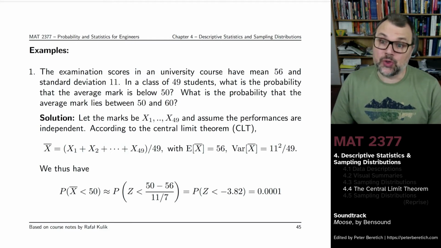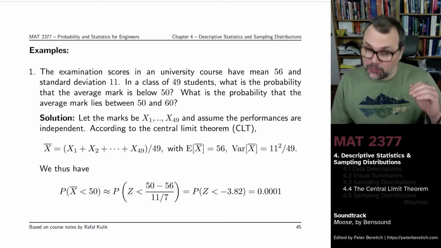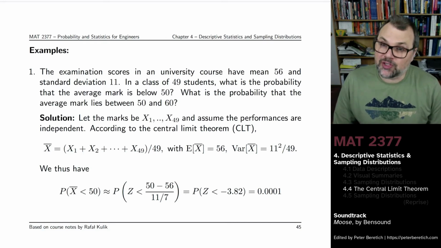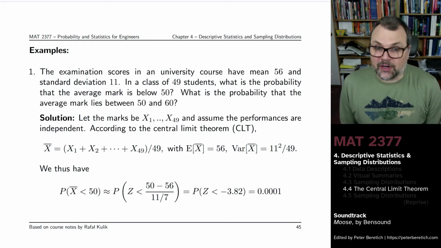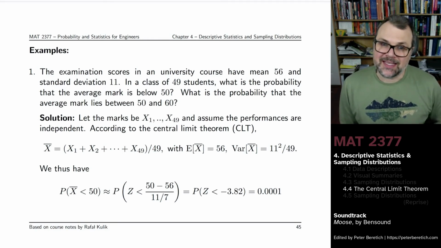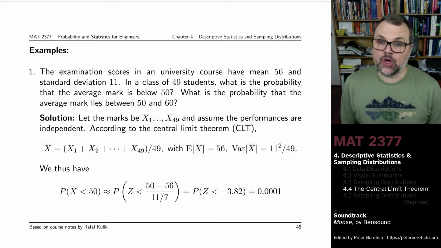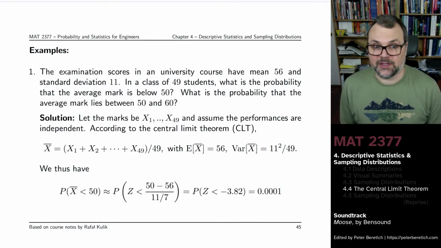And the professor has had enough students over the years to trust that these results are the true results, the results that have settled over time. So now this year, let's assume that there are 49 students in the prof's class. What's the probability that the average grade for that first assignment would be below 50, knowing that the average grade in general is 56 and the standard deviation is 11?